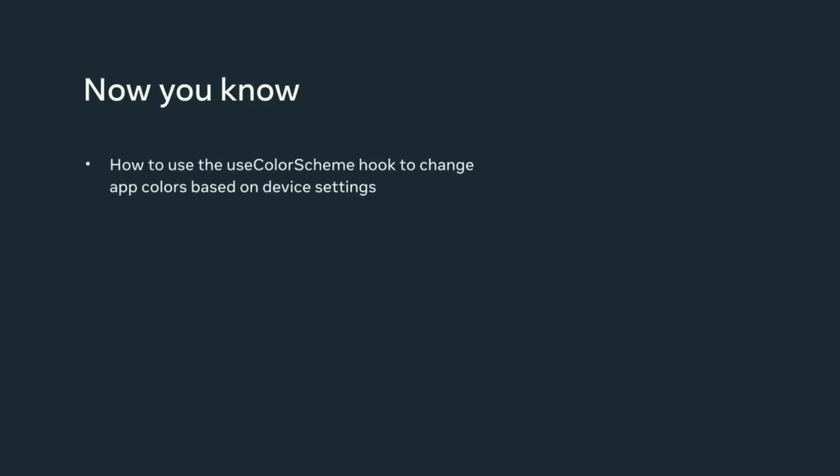In this video, you learned how to use the useColorScheme hook to enable your React Native app to update a color scheme automatically based on the color theme of the user's device.